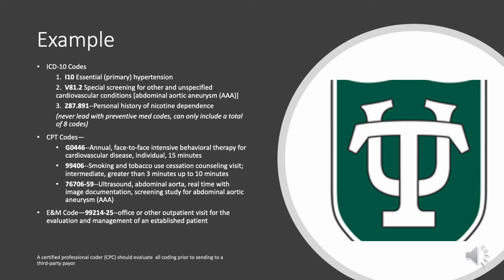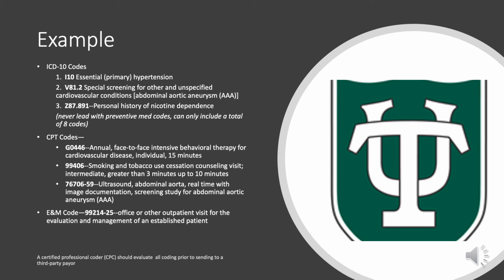Here's an example of what a patient's billing sheet might look like with an I-10 for essential primary hypertension, using a V81.2 code for screening of the AAA, and another code, the Z87891, for personal history of nicotine dependence. You can use both of those codes together. Whenever you use several codes, you always try to use your preventive medicine codes as the non-primary. Always use something else as the primary.